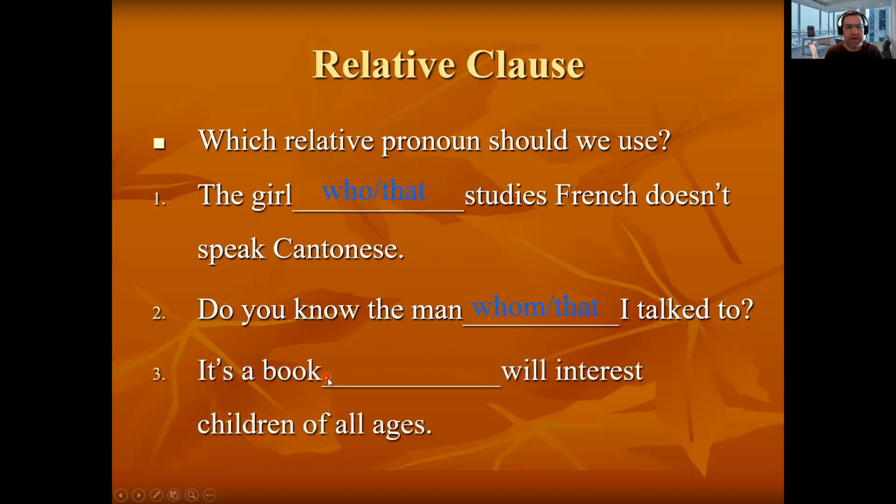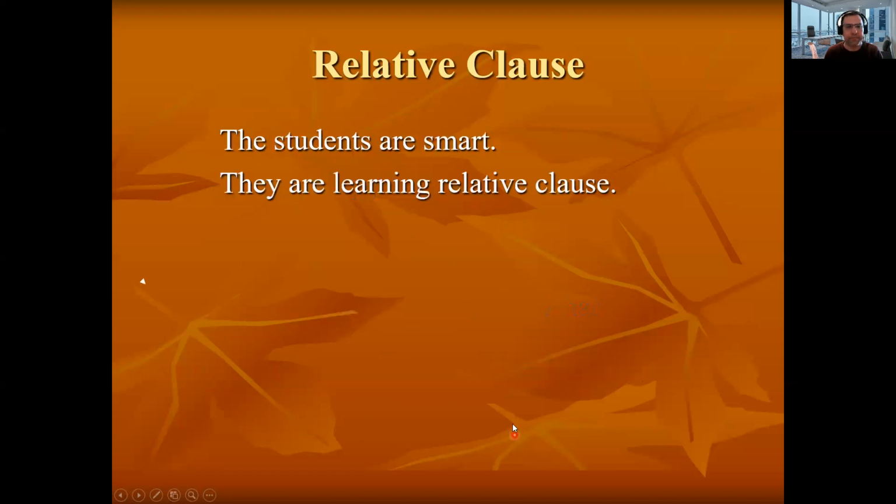It's a book that will interest children of all ages. The word book is a thing, so therefore it will be which. Like I said, all three of these can take that. Please do not use that. Use who, whom, or which.